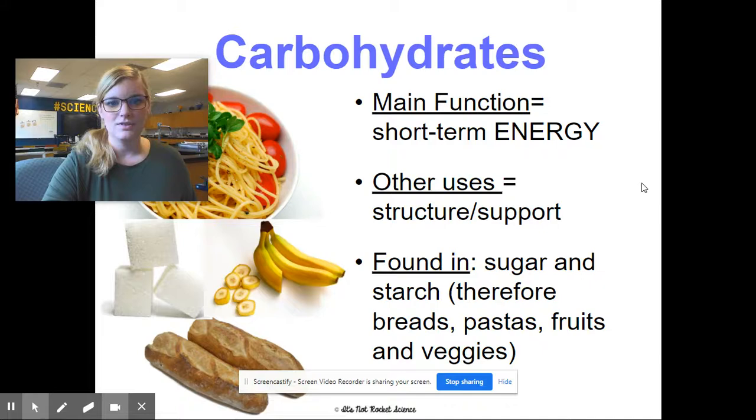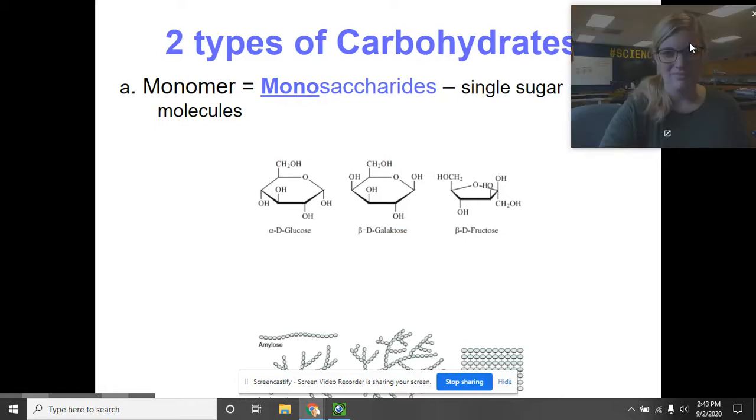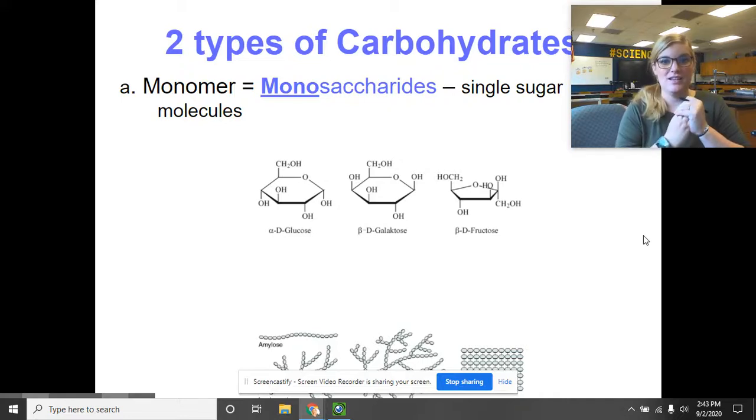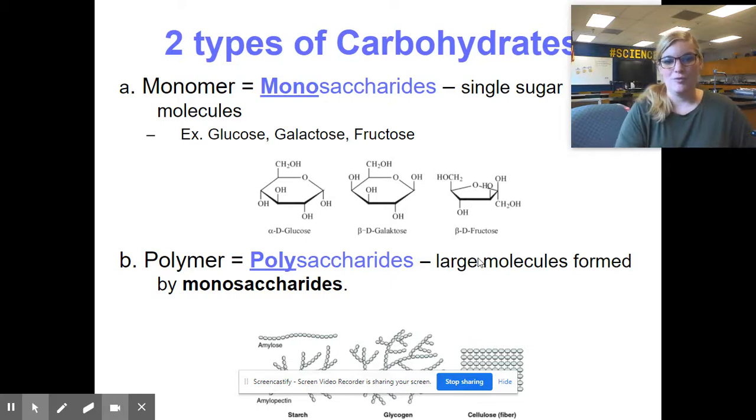So we have 2 types of carbohydrates that we're going to talk about. So our monomer, remember our single brick of carbohydrates, is called a monosaccharide. And I know that sounds really complicated, but that just means that it's a single sugar molecule, one single molecule of sugar. Now, if you had just one single molecule of sugar, it's not going to do a whole lot for you. So typically, we will have polymers, which are called polysaccharides, and these are larger forms of combined versions of our single sugar molecules.